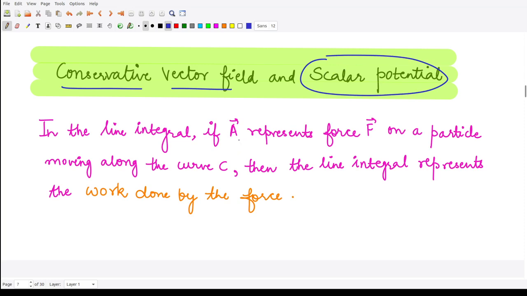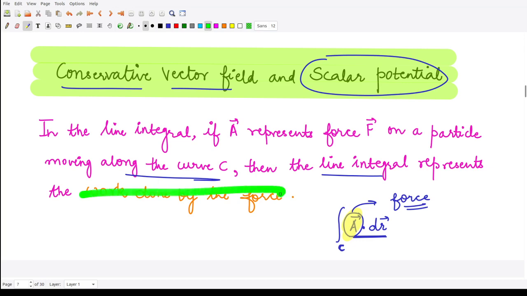So we saw that whenever you have some vector A and you want to calculate its line integral over some curve C, dotted with dr, that gives you the tangential component of vector A. Suppose this vector A represents a force. Then when we move along the curve C, this line integral represents the work done by the given force.